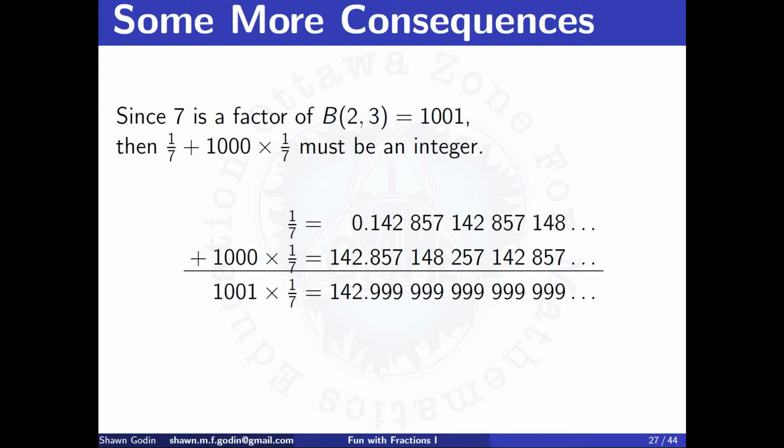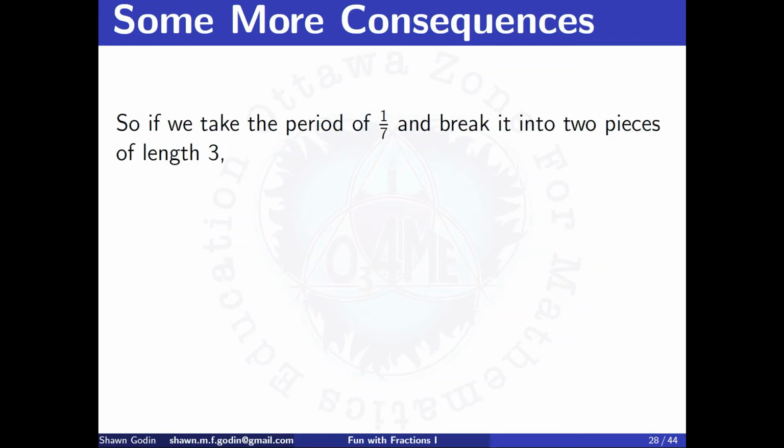142.9999999. And if you don't know so already, you can use the same sort of reasoning that we did when we changed repeating decimals into fractions to show that 0.99999 is actually the same as 1. So 142.99999 is actually going to be 143. Now, what does that mean?